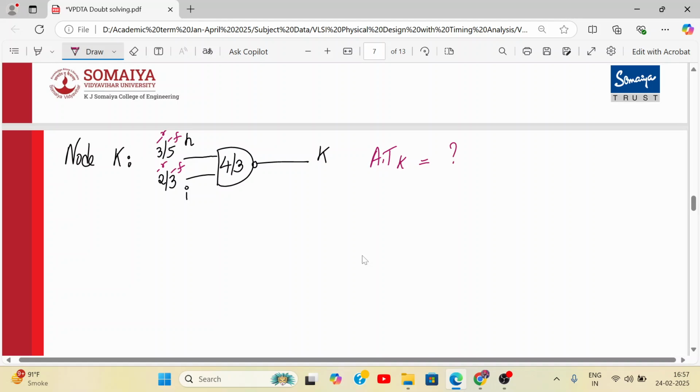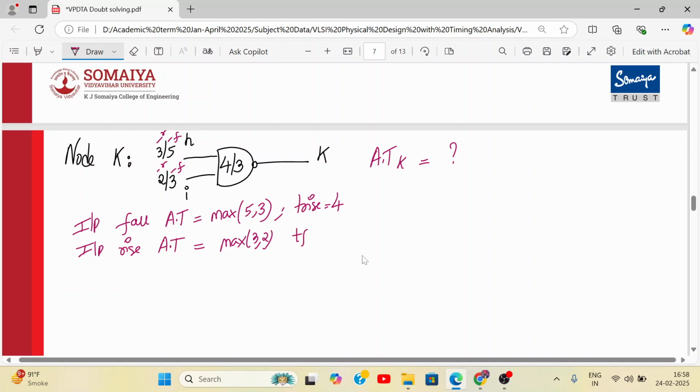So arrival time at node K, first of all we need to calculate the input fall arrival time. There are two values, so max of fall arrival time 5 and 3, and next input rise arrival time will be maximum of 3 comma 2. The rise delay is 4 and the fall delay is 3. So how will you calculate the arrival time at node K?